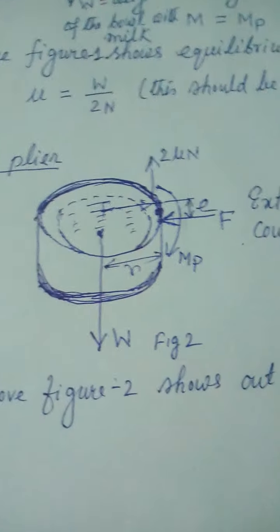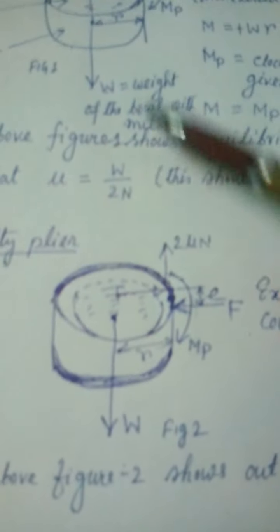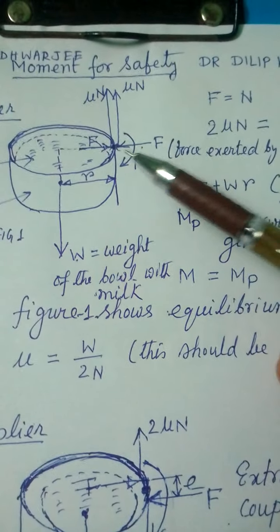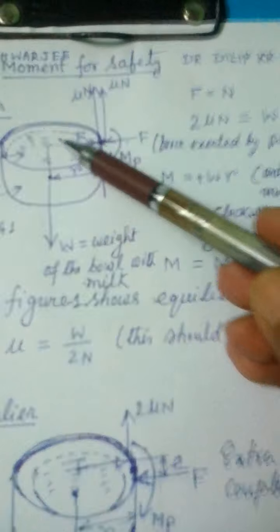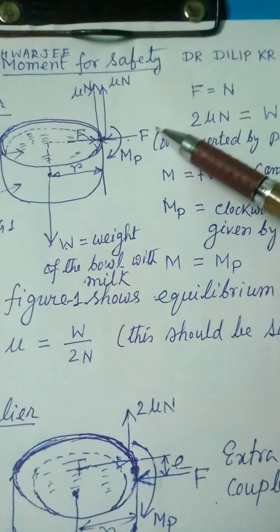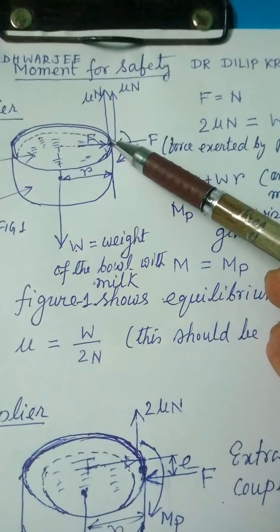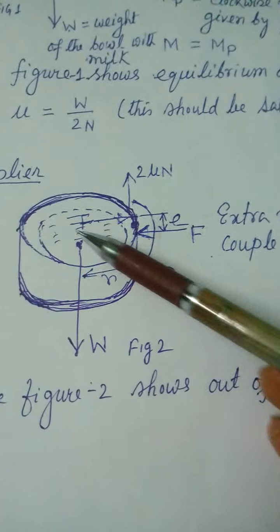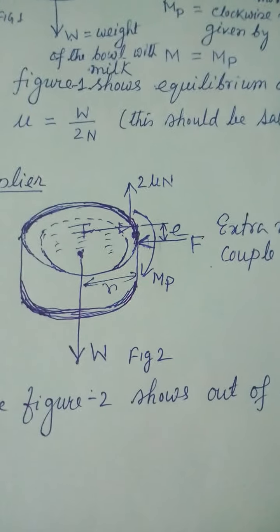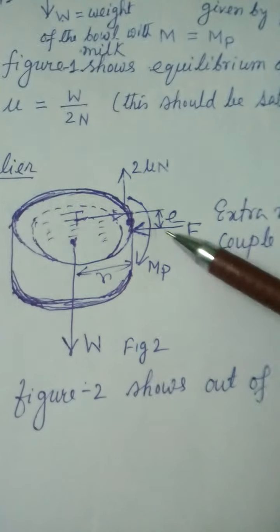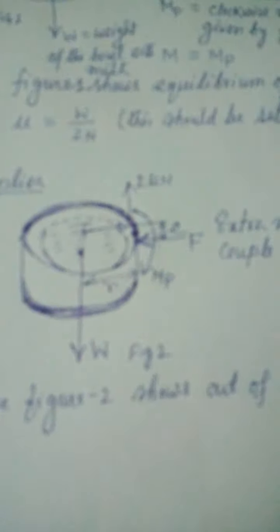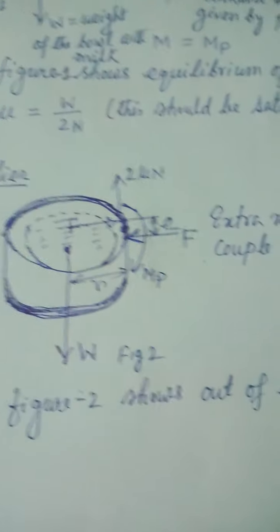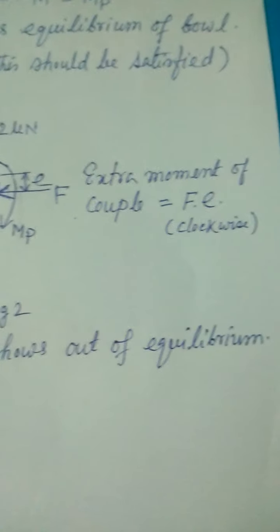Now what happens, the whole system is as in the previous one, but in that case F and F are in the same line, so there is no moment due to this F. Here F and F are not in the same line of action, so there is an eccentricity E. So F into E makes a couple. This F and this F will make a couple. So the moment of the couple will be F into E in the clockwise direction.